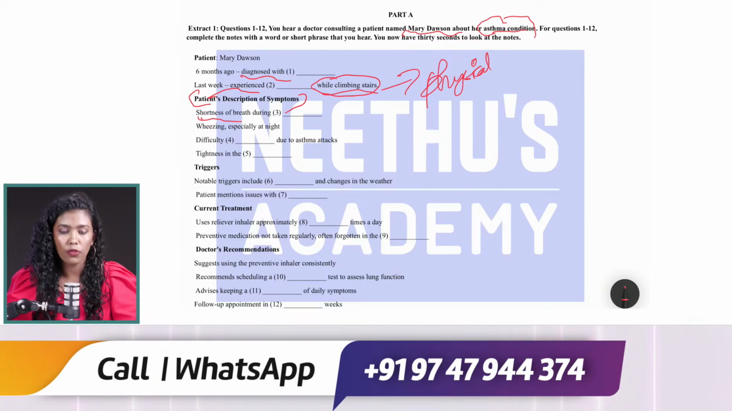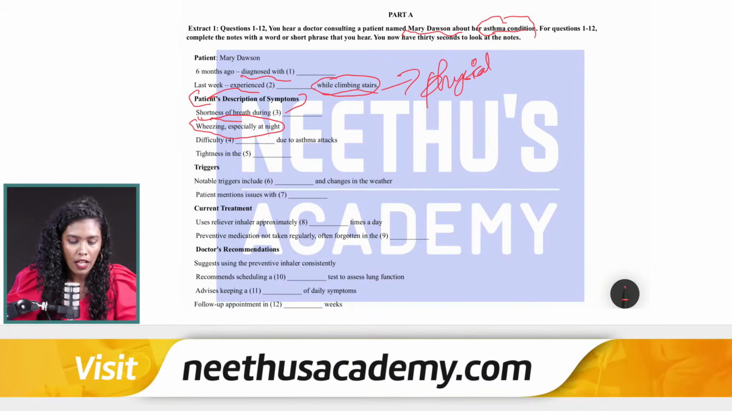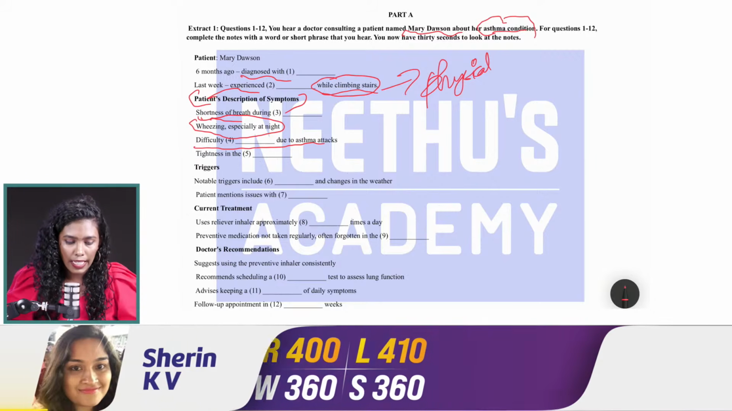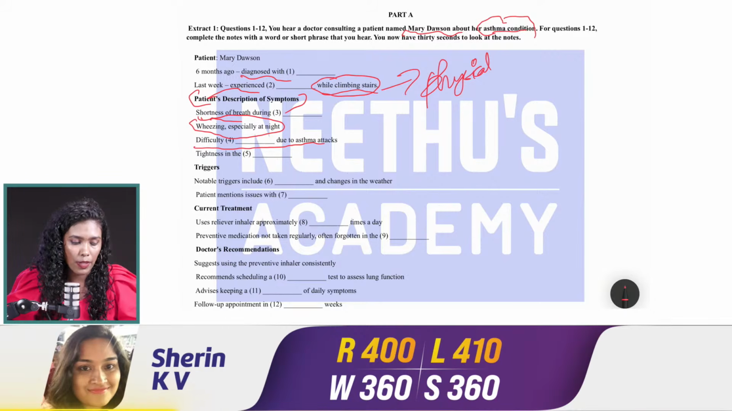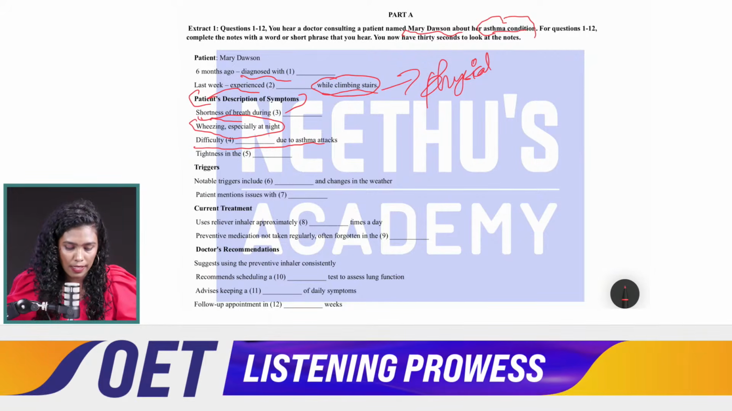Okay, I'm moving forward to the next one. Wheezing, especially at night. So the patient does have wheezing, which is happening especially at night. And the next question mentions difficulty dash due to asthma attacks. So which is the keyword and what is the information? Physically active. Okay, difficulty dash due to asthma attack.